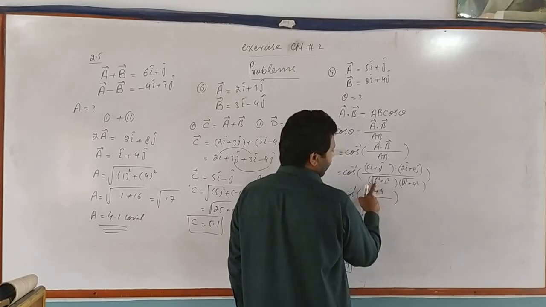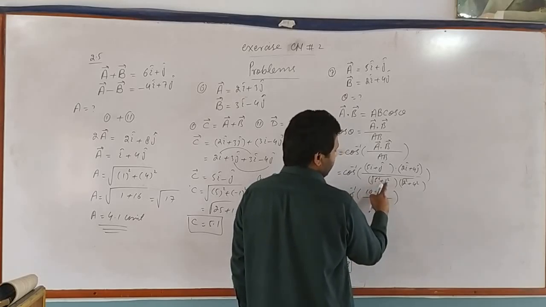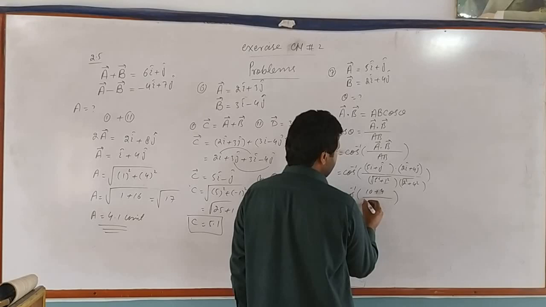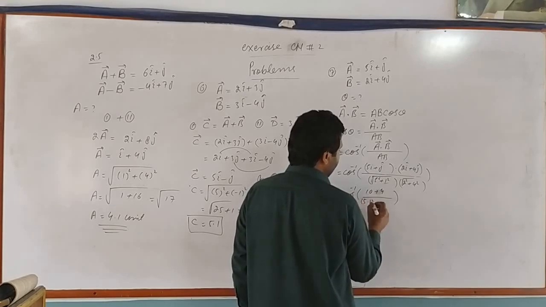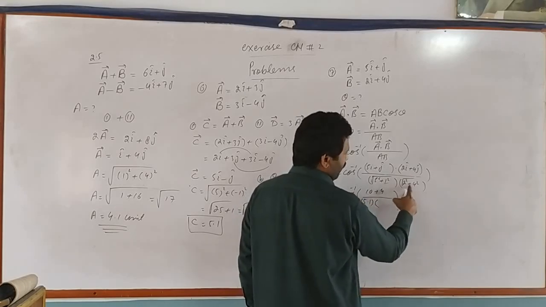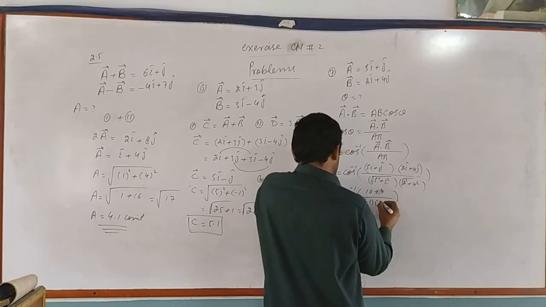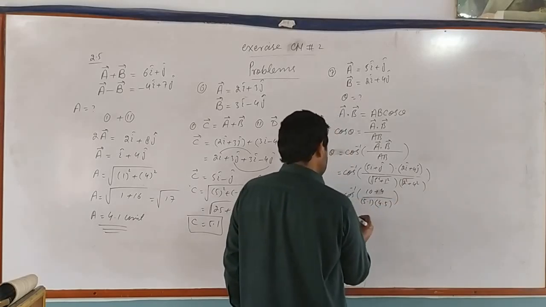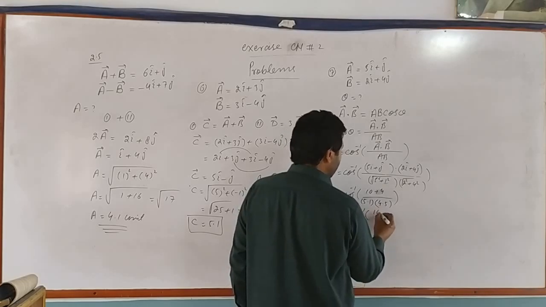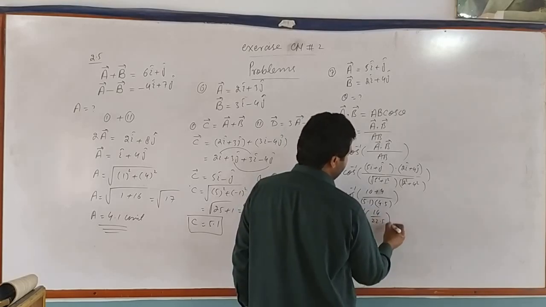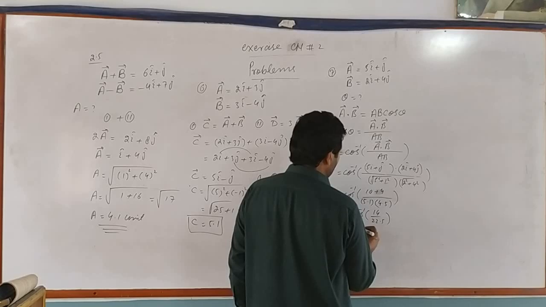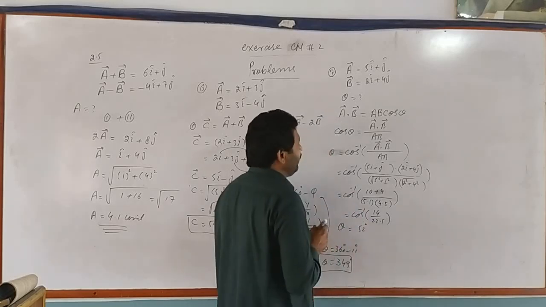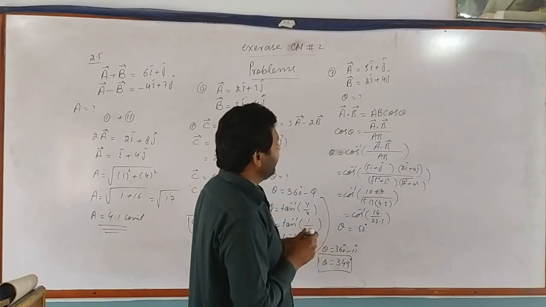5 square 25, 1 square 1, 25 plus 1 is 26, under root will be 5.1. Similarly, 4 plus 16 is 20, under root is 4.5. Then cos inverse of 14 over 22.5 is equal to 52 degrees. This is the angle between vector A and vector B.